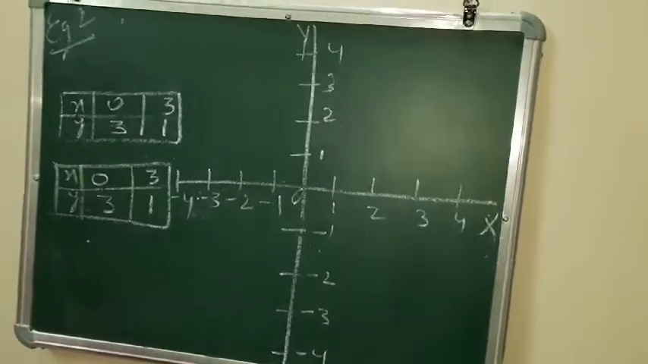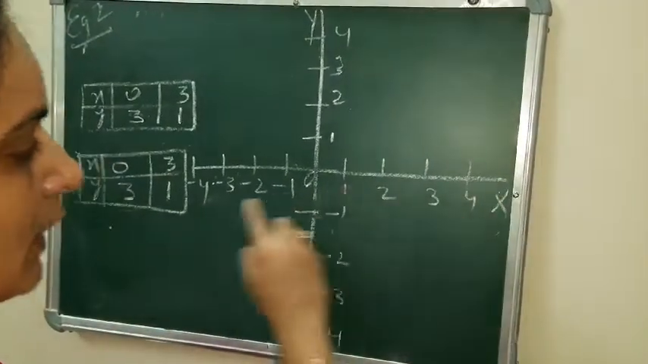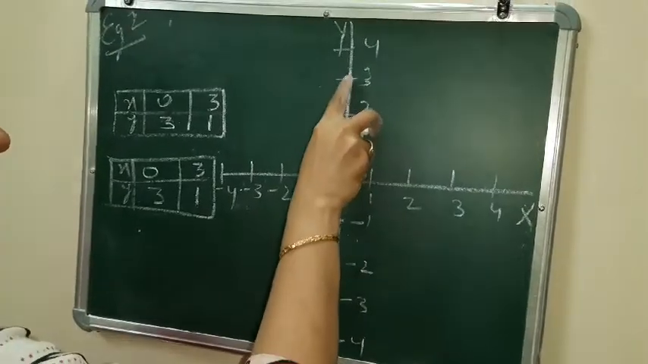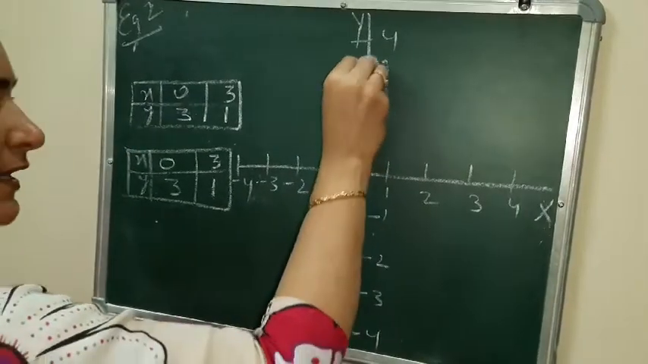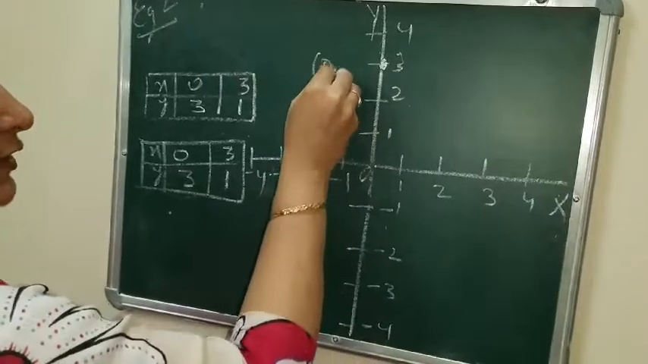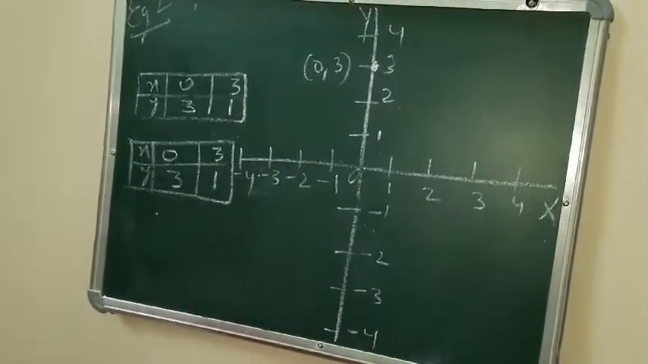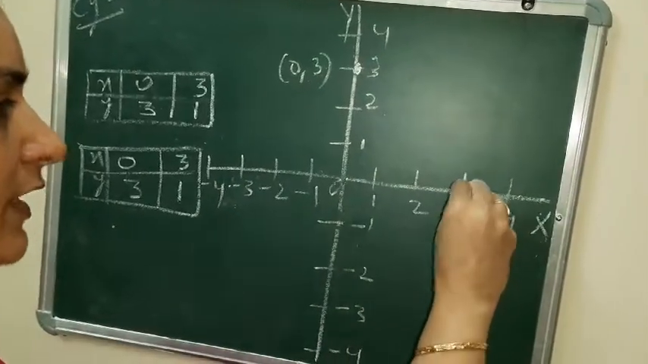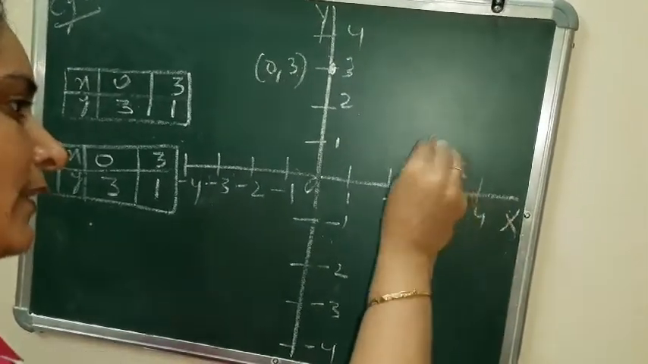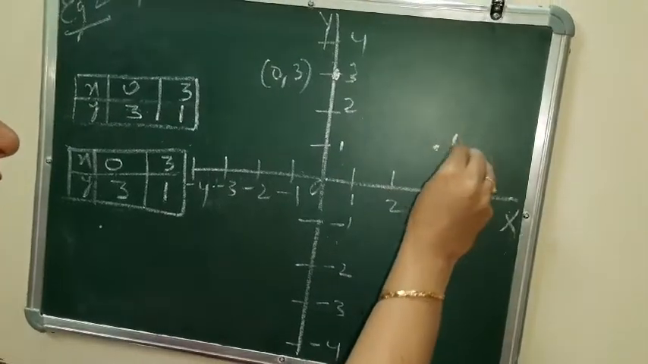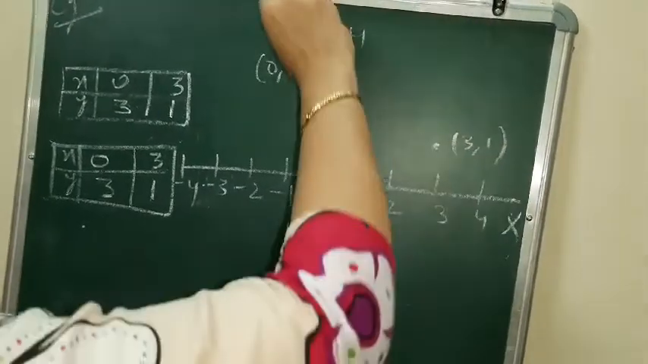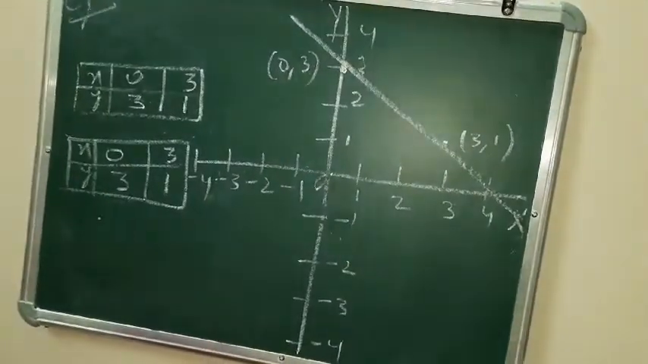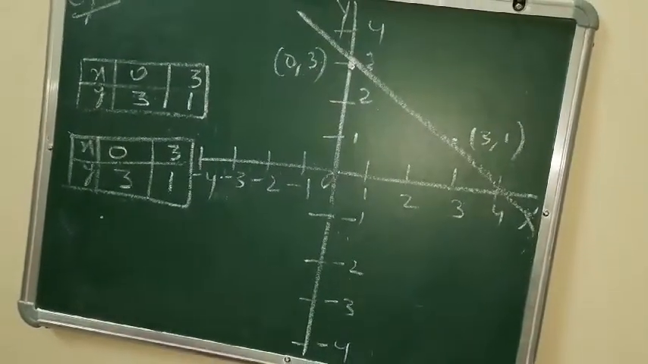Now for plotting x 0, on the x-axis we will see where 0 is. This is 0. In the straight line of it, you have to move till 3. That means this is my first point. You can write it 0, 3. Then x 3, on the x-axis you have to look for 3. This is 3. And in the straight line of it, you have to move till 1. So this is my point 3, 1. And we'll draw an extended line for it. This is my graph for the first linear equation.